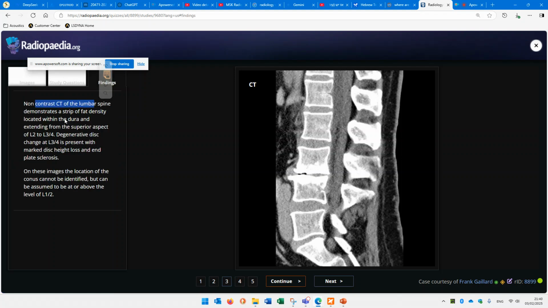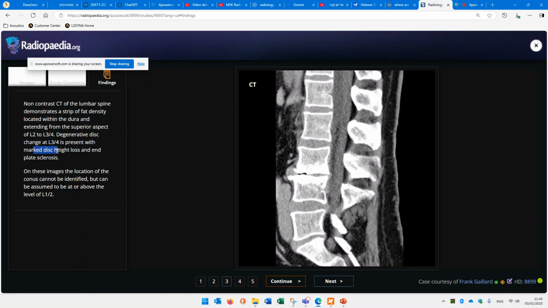So, the non-contrast CT of the lumbar spine: there was a strip of fat density located within the dura and extending from the superior aspect of L2 to L3-4. I think this is the strip of fat density. Okay. The degenerative disc changes at L3, L4. I think this is what it means.